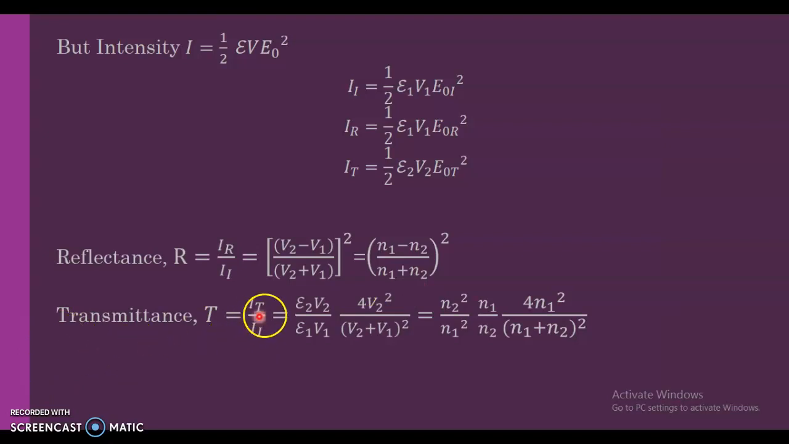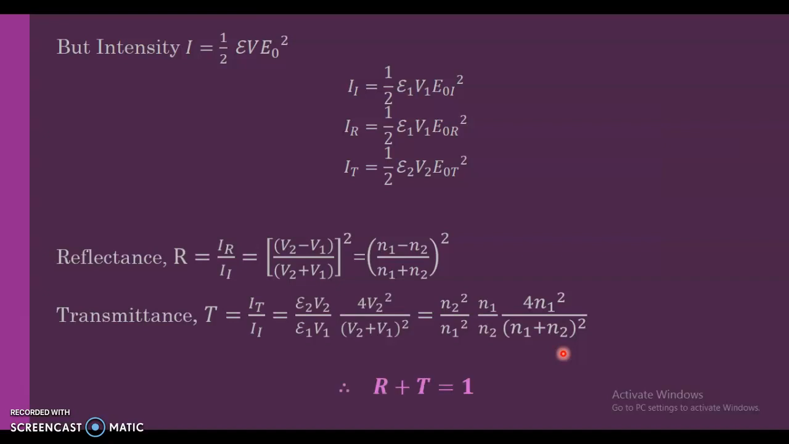In the same way, you can calculate the transmittance T by taking the ratio of IT and II, that is the transmitted intensity and the incident intensity. Considering this equation itself, only the half will cancel, the other terms will remain. So therefore, epsilon2 V2 divided by epsilon1 V1 into 4 V2 square divided by (V2 plus V1) square, that is equal to n2 square by n1 square into n1 by n2 into 4 n1 square divided by (n1 plus n2) the whole square.